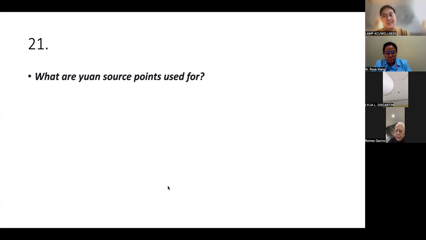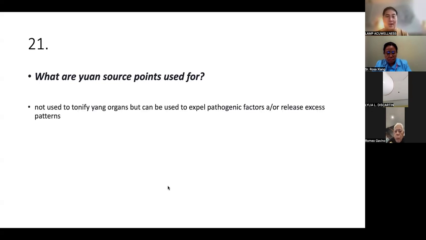What are Yuan-Source points used for? It's not used to tonify the yang, but can be used to expel pathogenic factors. Yuan-Source can be used to tonify the yin and yang organs. False. Only the yin. For the yang organs, the role of the Yuan-Source would be to expel the pathogen.